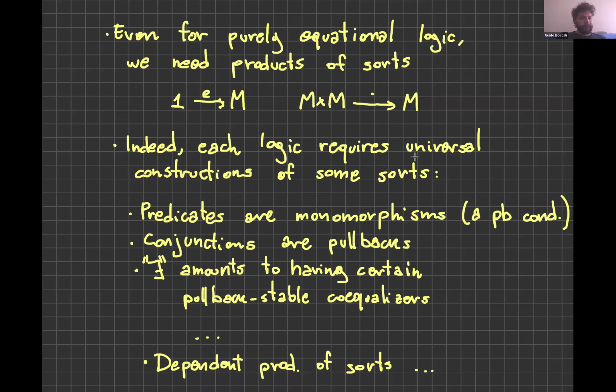But this is quite a scarce notion of logic because even for purely equational logic, we need at least products of sorts. For example, we want a terminal object to talk about base points or binary products to talk about binary operations. And indeed, each logic requires a universal construction of some sort. For example, if we want to speak about predicates, we need monomorphisms, so some kind of pullback conditions. Conjunctions of those are pullbacks. The existential quantifier amounts to having certain pullback-stable equalizers, and we can go on, up until, if we wish to have dependent products of sorts, we need to ask our category to be locally Cartesian closed. But I'm sure many of you have seen the giant tables on the nLab about that.